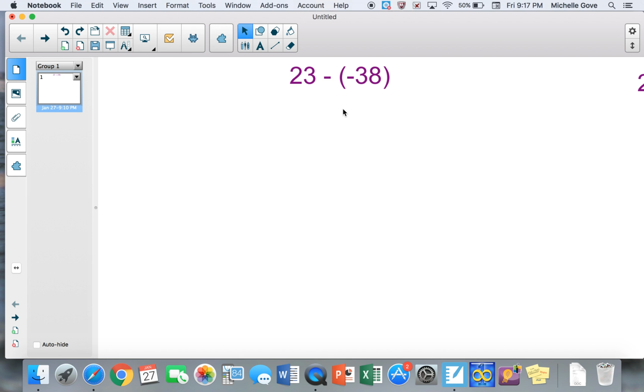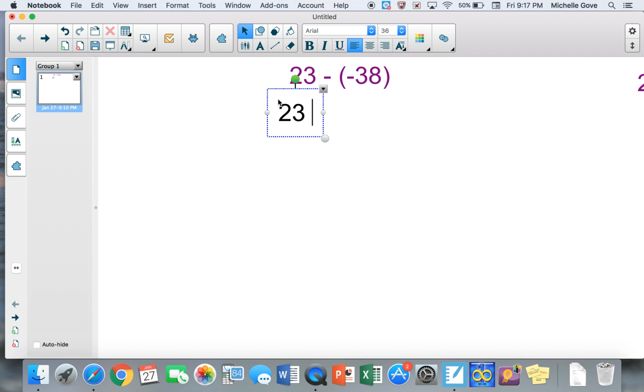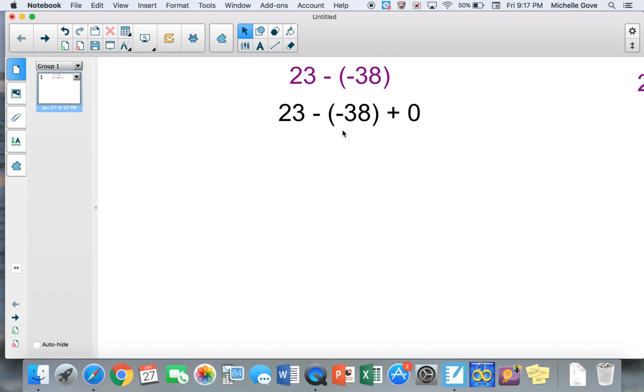If we add 0 to the problem, so if we took this problem and had 23 minus negative 38, plus 0, we haven't changed the value at all. The problem is still the same problem. But we still have the same issue where we can't take anything away. So we know 0 pairs. I could have negative 2 and 2 and it won't change the problem because it's our 0 pair.